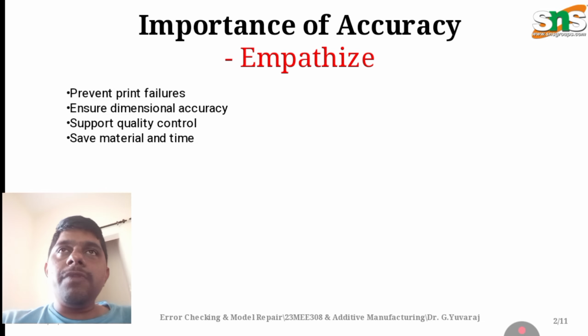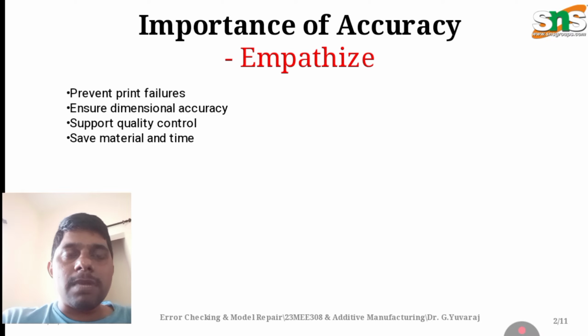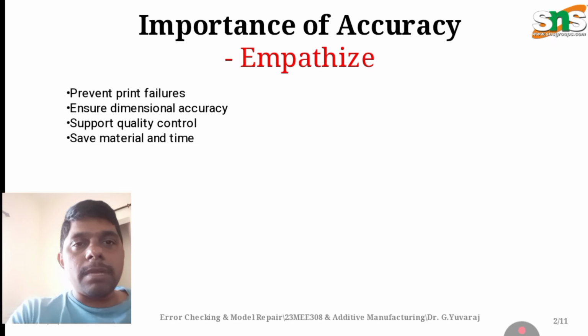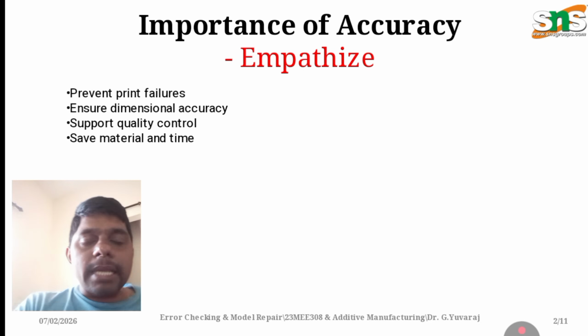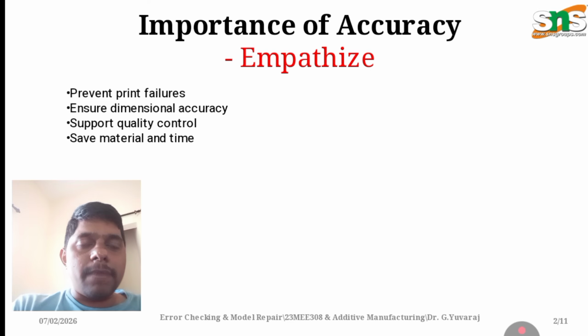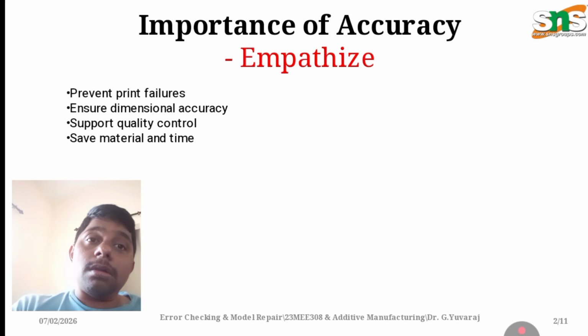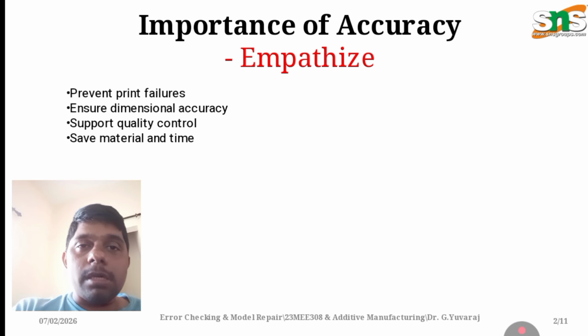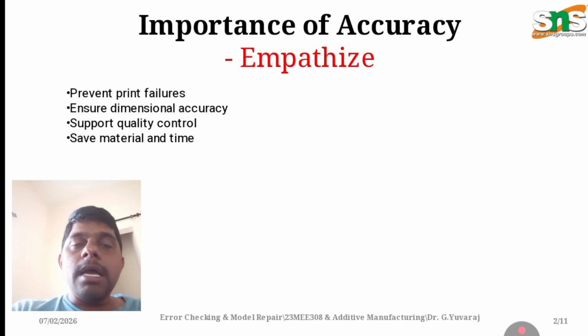In the same way, if we are making the component, we have to ensure whether it can prevent print failures, and whether it can ensure dimensional accuracy. That is a very important thing. We also check whether it can save material and time with respect to accuracy, and whether the component can be optimized with respect to quality control. In all those aspects we need to analyze this. It helps to save the material and the wastage. That is a primary objective.